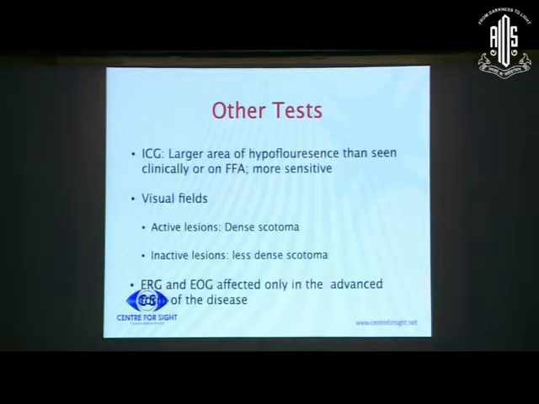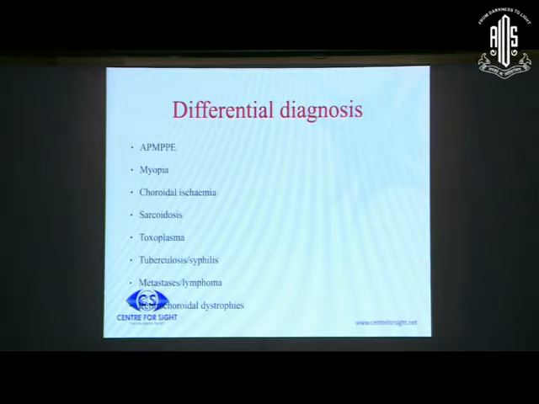Other tests like ICG can be done, which show hypofluorescence much more than seen on FFA. Visual fields in active lesions show a dense scotoma. In inactive lesions, the scotomas are less dense. ERG, EOG are not really affected, very rarely affected in advanced forms of the disease. Coming to the differentials, the two important ones are, one is APMPPE and the other one is serpiginous-like choroiditis following tuberculosis.